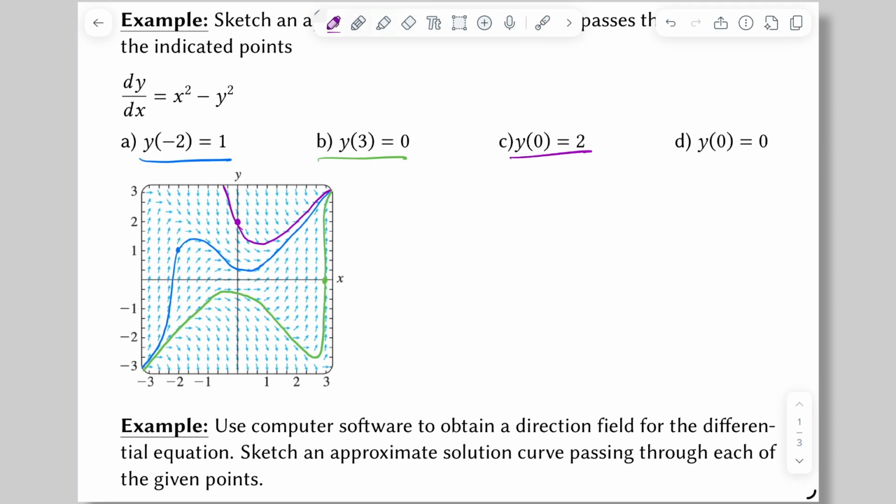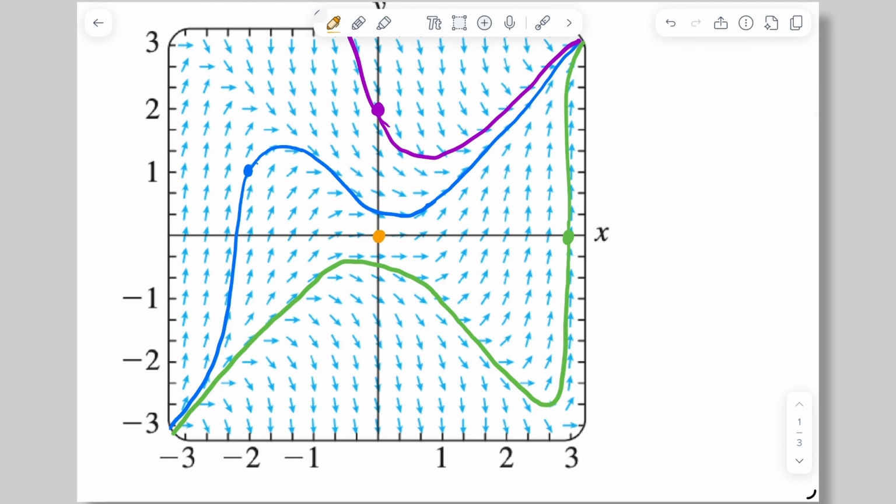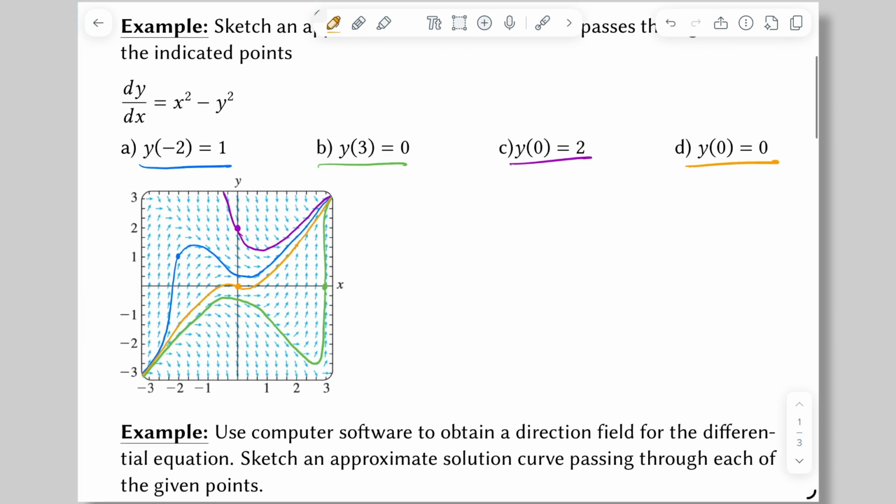So that's 0, 2. And then for the initial condition 0, 0, we're looking at the curve that goes through the origin here. Looks like it's kind of flat there. Again, coming from down here. Can I squeeze it in there? And then maybe dips down and goes up here. And I'll just stick it up here in the corner. And folks, that's what curves look like for this slope field and these initial conditions.